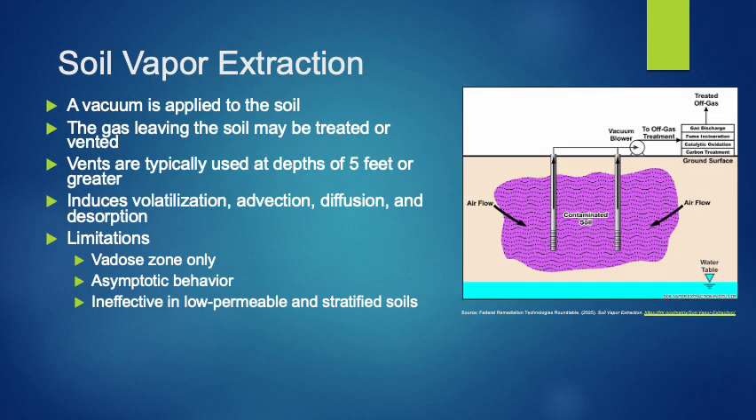Soil vapor extraction is a common approach to treat vadose or unsaturated zone impacts. A well network is installed and tied into a vacuum, which induces soil gas flow into and out of the well network. During operation, contaminant mass is removed through a variety of mass transfer and transport processes, including volatilization, advection, diffusion, and desorption. As mentioned, this approach is only applicable to vadose zone impacts. Additionally, it's best used in highly permeable soils. It's not very effective in low permeable or stratified soils.